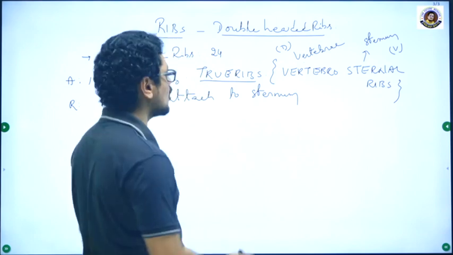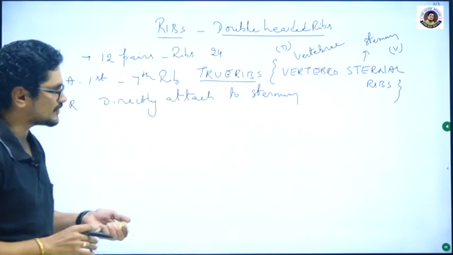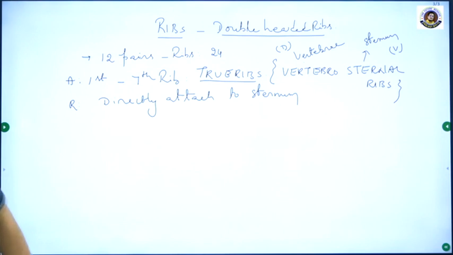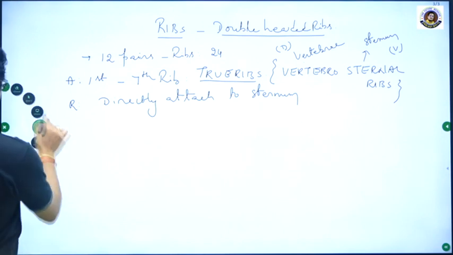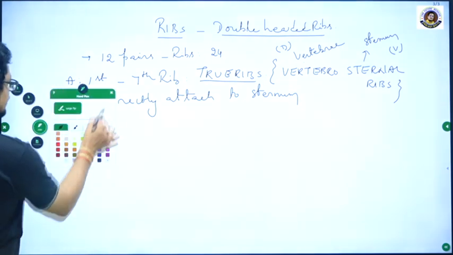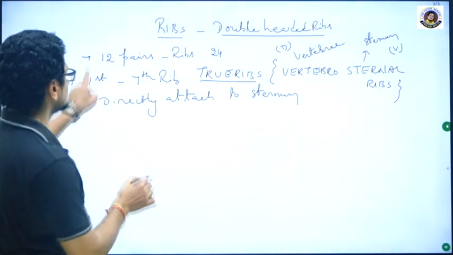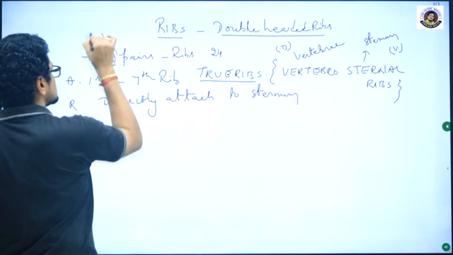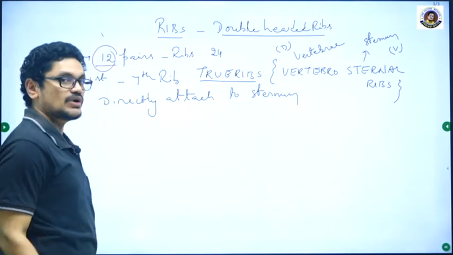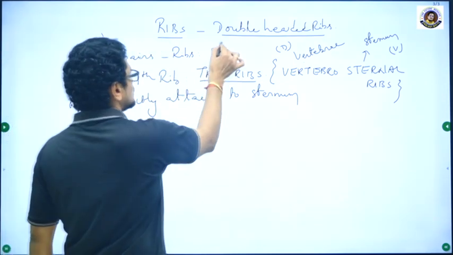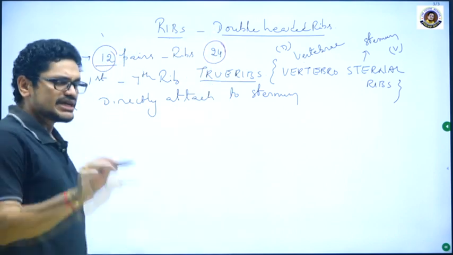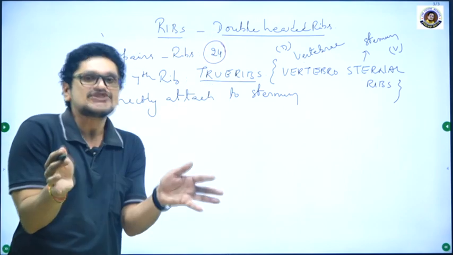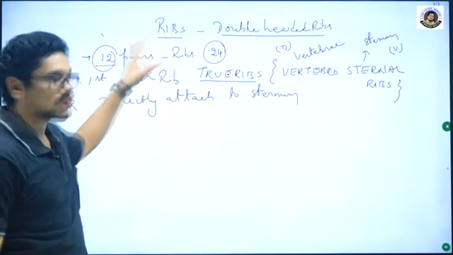See how many points I have mentioned here. Just see here, my dear friends. Let me take a different color now, just to mark a bit differently. Now see here, my dear friends. How many pairs of ribs are present in a human being? 12 pairs of ribs are present. This is one question. How many ribs are present? 24 ribs are present. In order to make a clear-cut differentiation, I am mentioning these two questions.